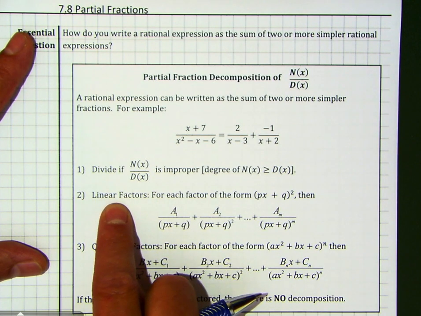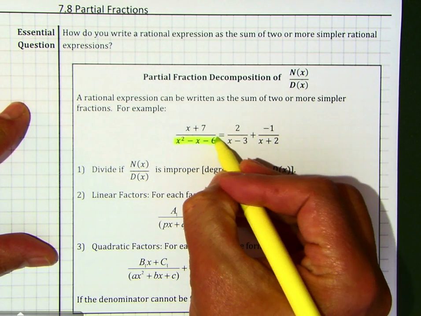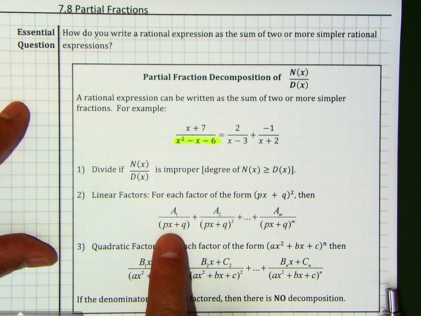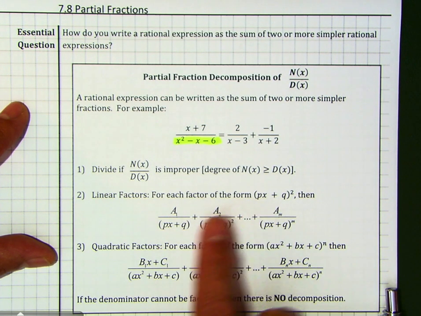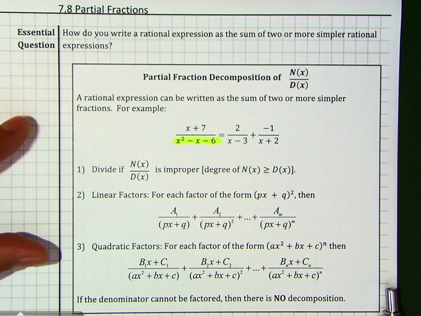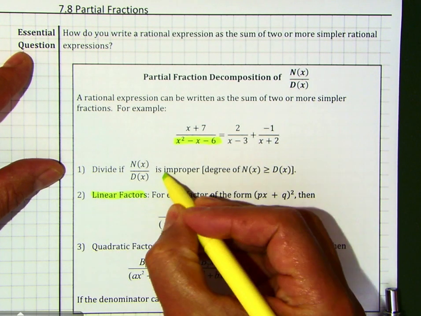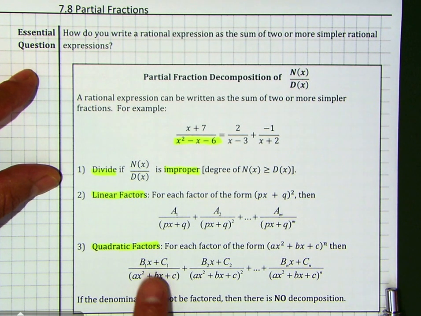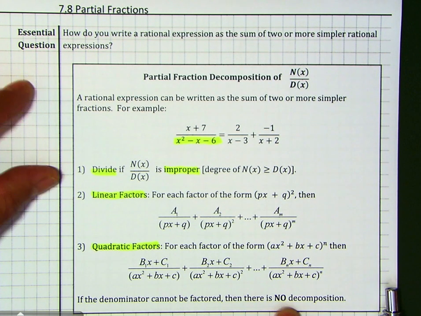If you have linear factors in your denominator, once we factor your denominator, if we have linear factors such as x minus 3 and x plus 2, then we're going to follow the following rule. For each factor of the following form, we're going to have several ones, and we'll start that on example number 1. But if we have quadratics: if it's improper, we need to divide. If it has quadratic factors, then we're going to use this form. If it has linear factors, we're going to use this form. If the denominator cannot be factored, then there's no decomposition.